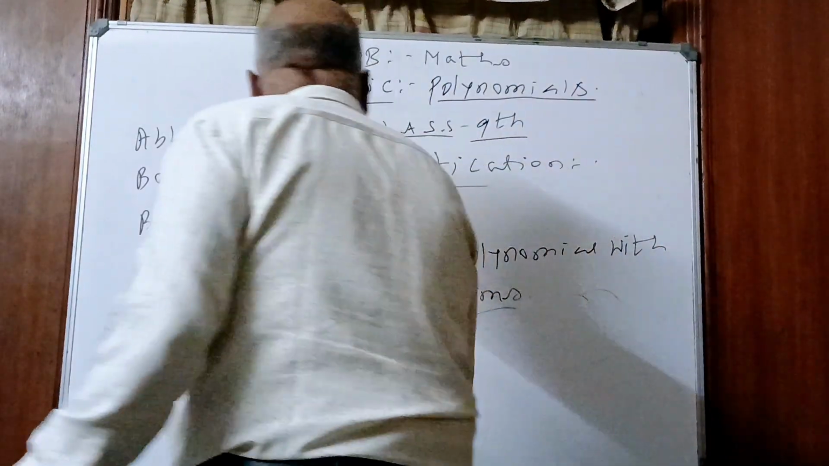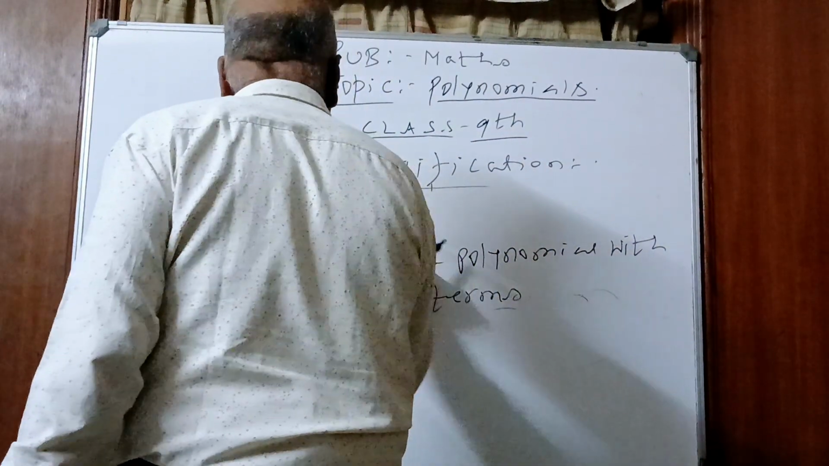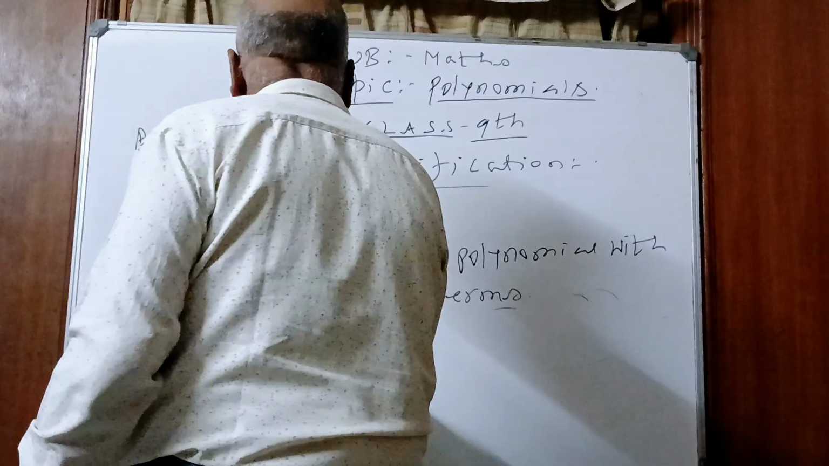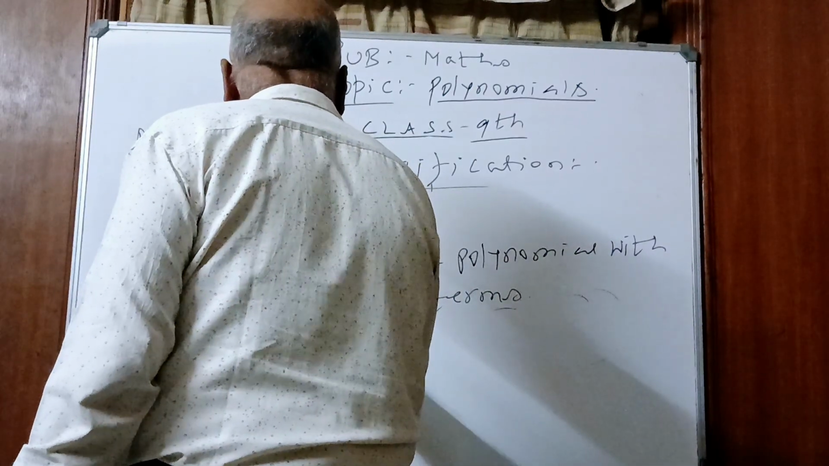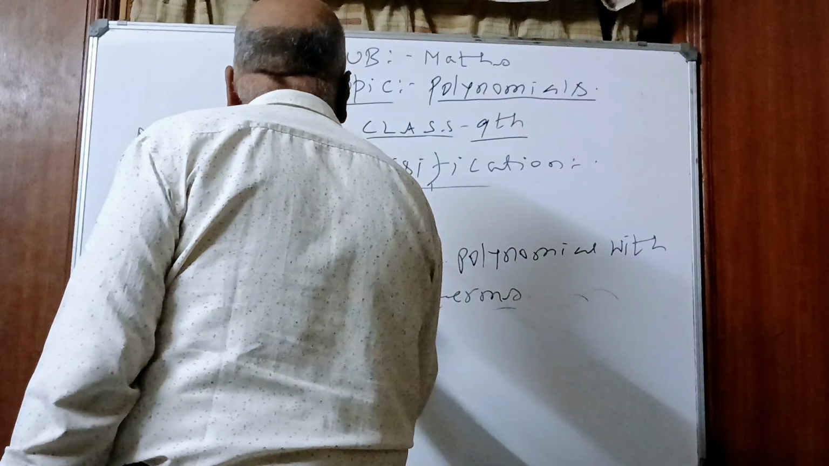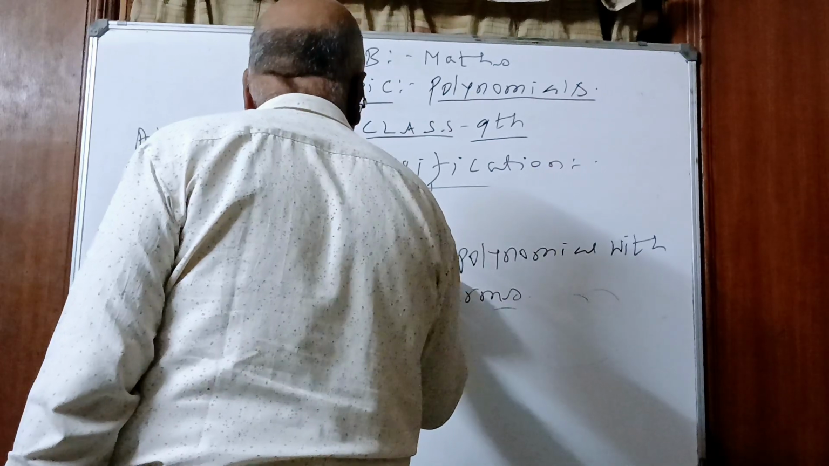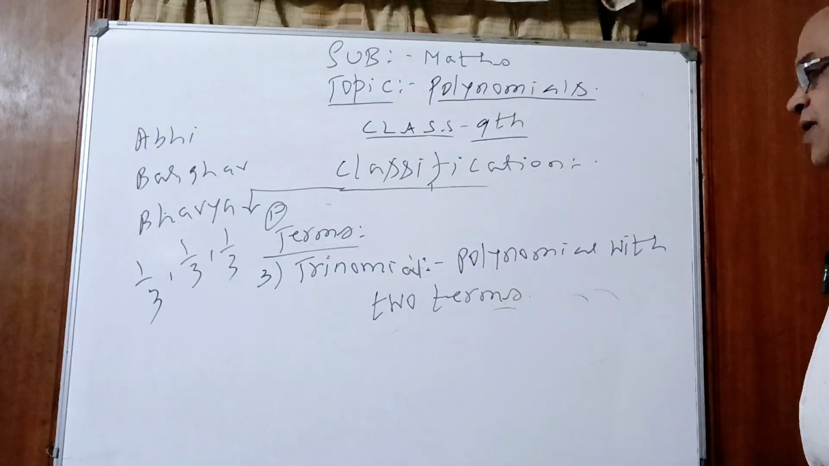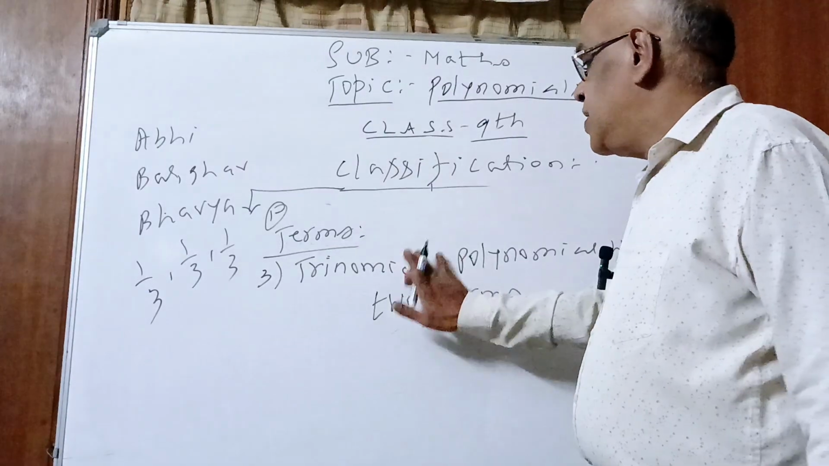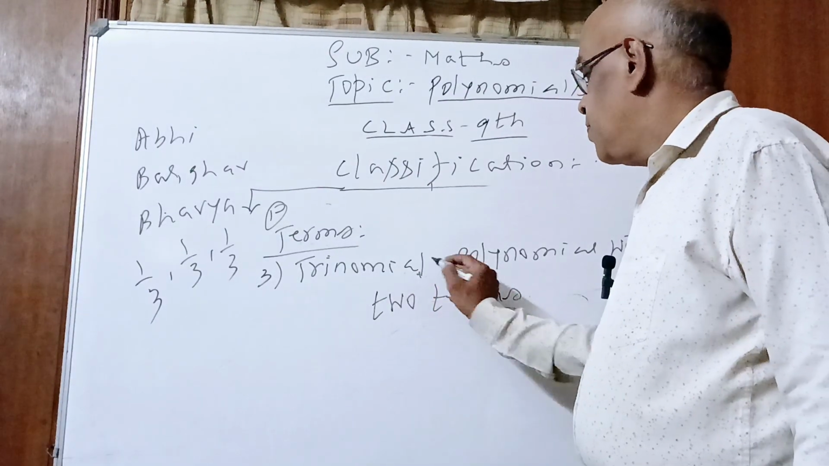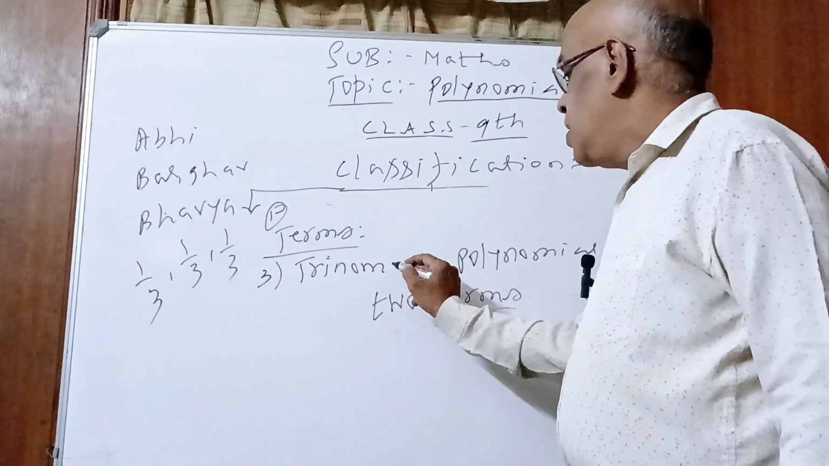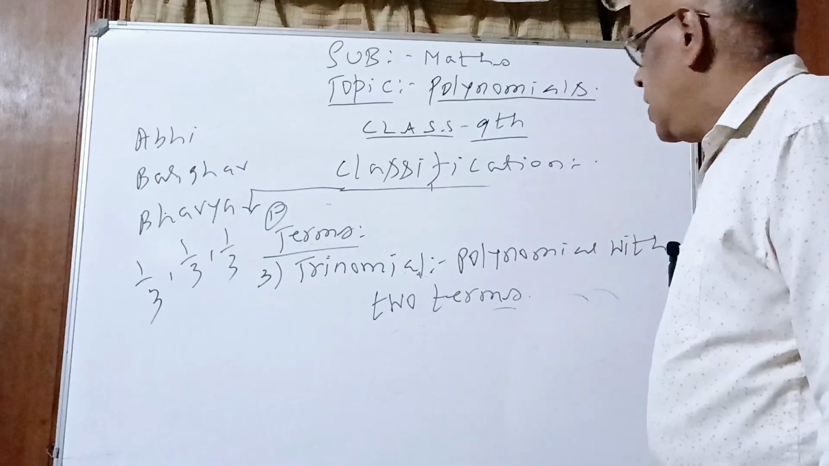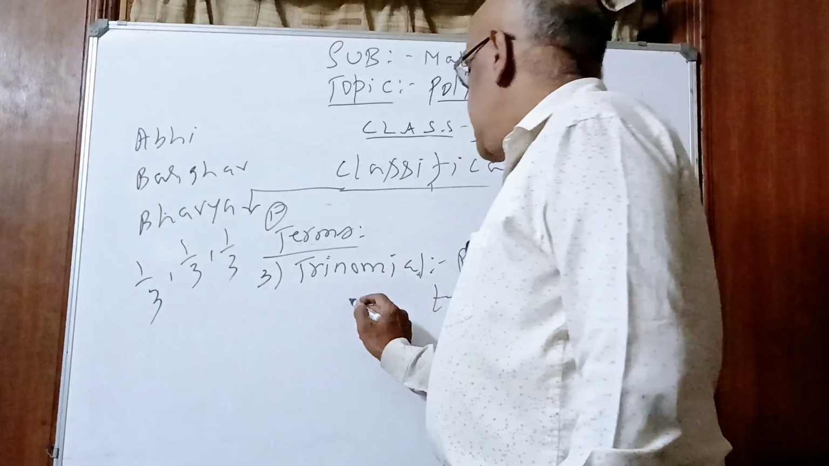Next time, children, please pause my video and again get your doubts clarified. What is this? Trinomial. Tri means what? 3. Not try, tri. Triangle, polygon with 3 sides. Trinomial is what? Polynomial with 3 terms.